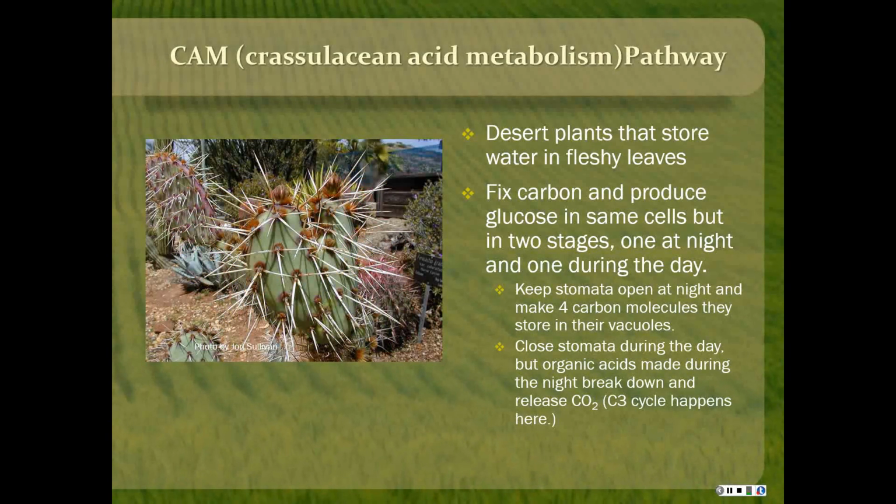Then there are some plants that have evolved in really dry, hot areas like deserts, and they store water in fleshy leaves, or some, like the cactus, have leaves that have actually become needles, and they do photosynthesis in their stems, in the fleshy parts of the plant. And in these cases, they fix carbon and produce glucose in the same cells, but in 2 stages, one at night and one during the day.